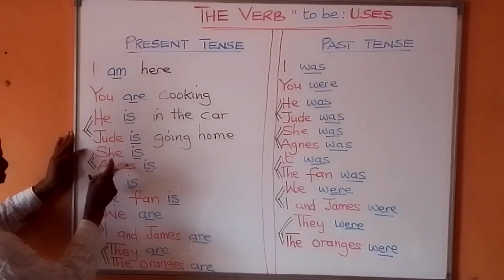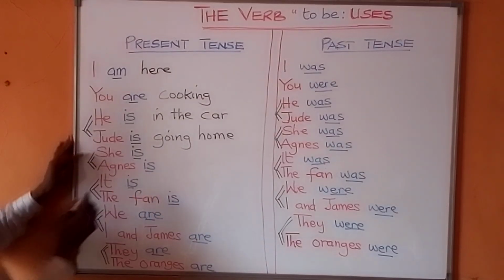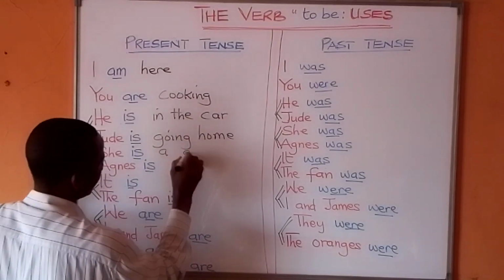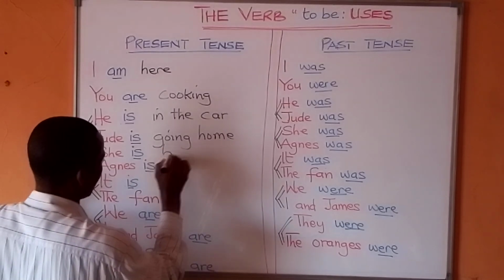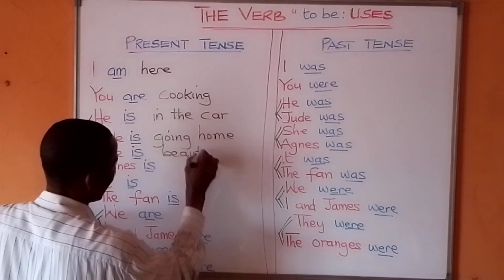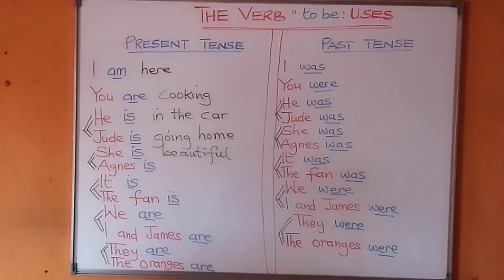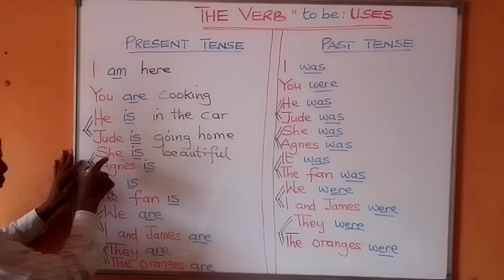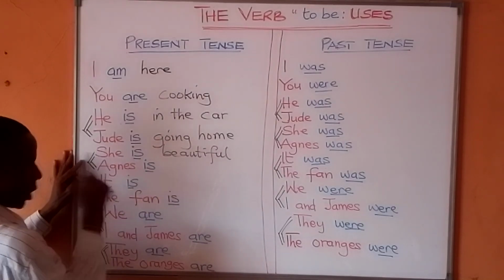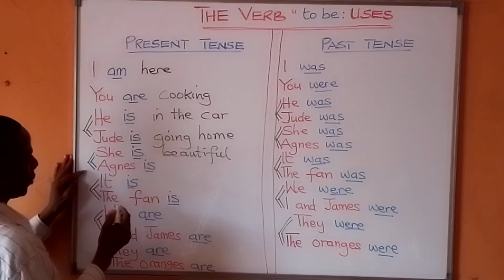Okay, now let's go to she. Remember, present, she is. She is a girl. She is beautiful. Remember, she: a lady, a woman, a girl. So, she. Let's say Agnes is. If you want to take a girl, you want to take a woman.